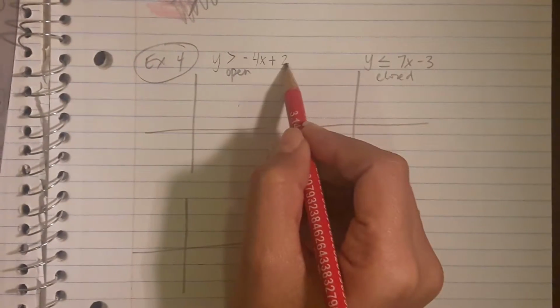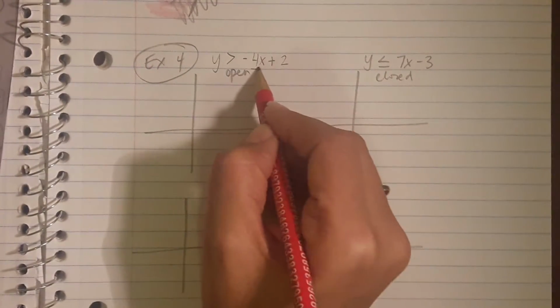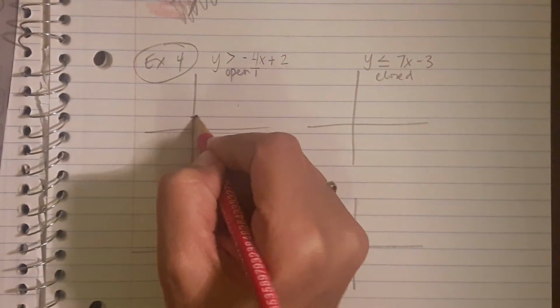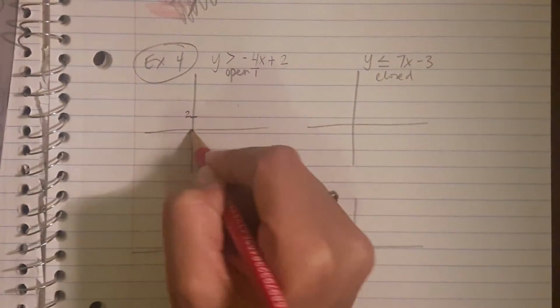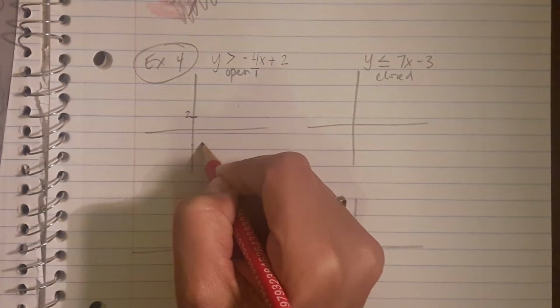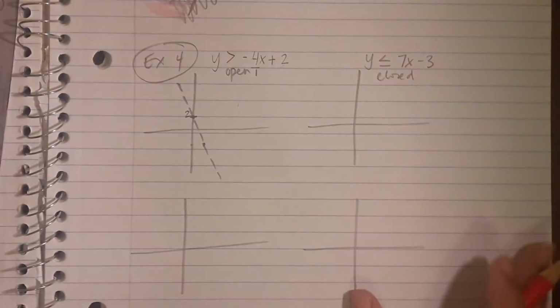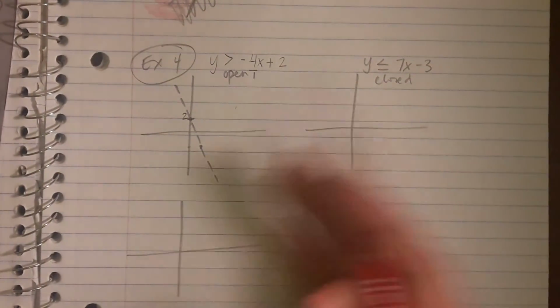All right, so this one, y-intercept is 2, and then slope is down 4 over 1. So positive 2, so somewhere there. Down 4, 1, 2, 3, 4 over 1. Open, so now you're connecting those 2 lines with a dotted line. So again, it's just a sketch. Who cares if it's exact? I just need to know where to shade.